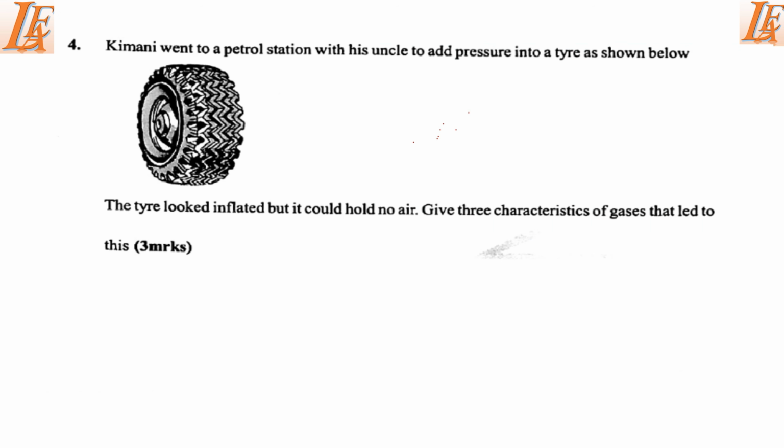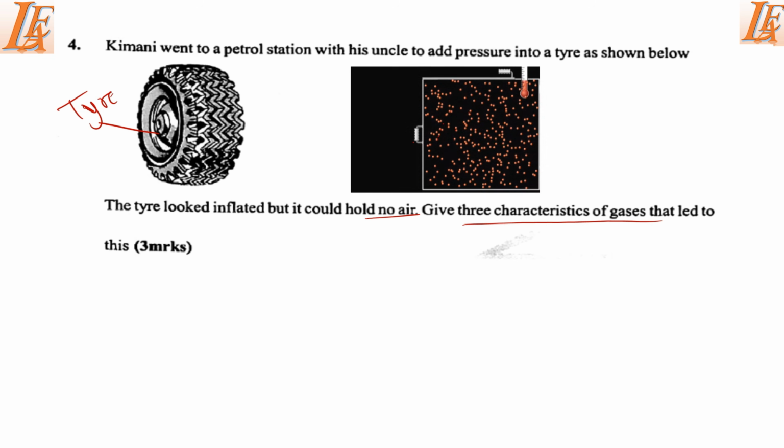Question 4. Kimani went to a petrol station with his uncle to add pressure into a tire as shown below. So in this case here, we have a tire. The question is, the tire looked inflated, but it could not hold any air. Give 3 characteristics of gases that led to this. Before we answer this question, I want us to look at this demonstration of a small video here.